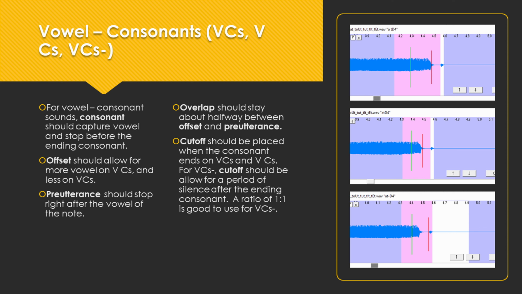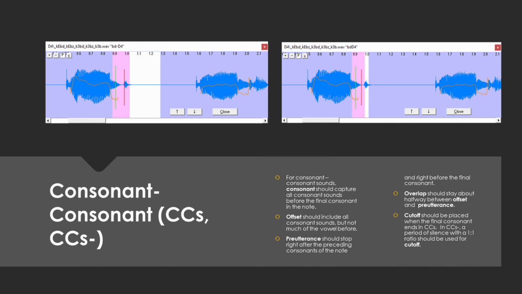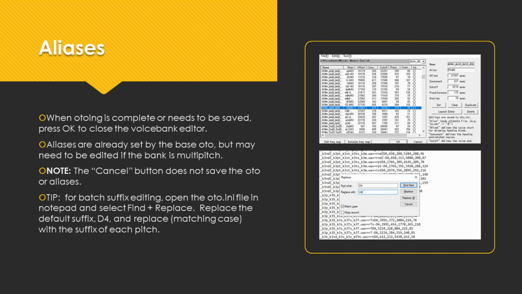For ending VCs, the preutterance should be moved closer to the consonant to ensure it's picked up. There should be a little bit of silence after the consonant. For consonant clusters, the principle from VCs is the same. For most CCs, less of the vowel will be captured. For ending CCs, leave some silence after the consonant. That's the basics about OTOing.